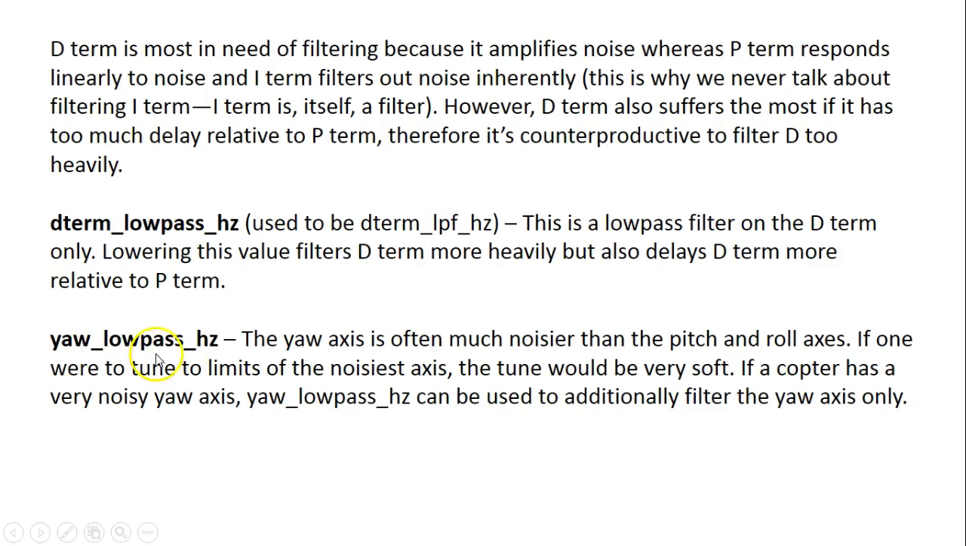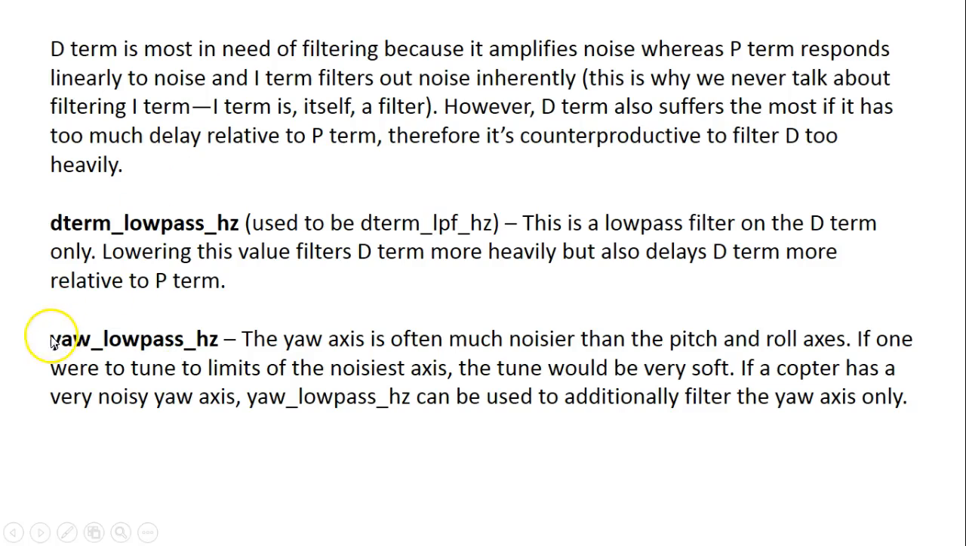And then finally there's yaw low-pass hertz, which is a separate filter on the yaw axis data. And the reason for this is that the yaw axis is often much noisier than the pitch and roll axes. So if you were to tune your copter to the limits of the noisiest axis, then the yaw axis would limit the amount of tune you could get before the pitch and the roll axis were properly tuned, okay? So if you have a copter with a very noisy yaw axis, then you can use yaw low-pass hertz to filter the yaw axis only above and beyond what you're filtering on the other two axes.